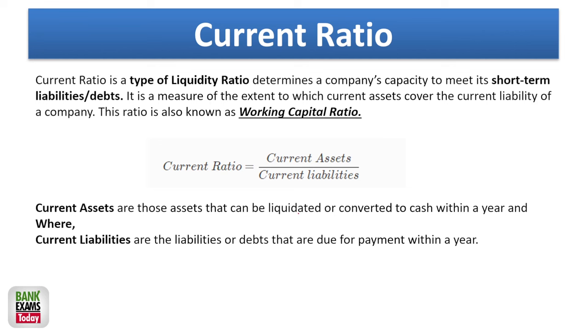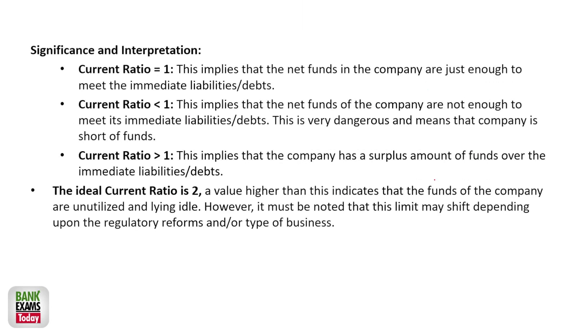So what is current ratio? Current ratio is a type of liquidity ratio, determines company's capacity to meet its short term liabilities with its current assets, right? It is also known as working capital ratio. So current ratio is equal to current assets divided by current liabilities. We have already understood the current assets. Assets that can be converted to cash within 1 year, these are current assets, right?